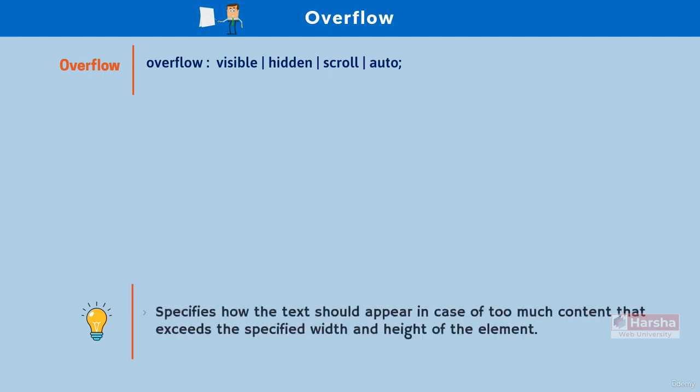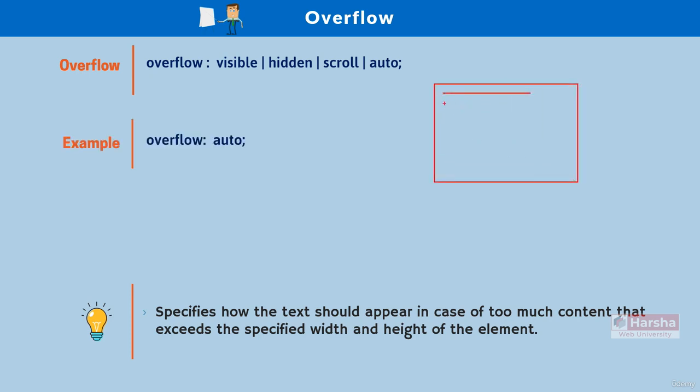So when you talk about visible, when the content exceeds the limit, the extra content also will be visible below the element. For example, this is the element. There is too much content inside it, which exceeds the limit. So the extra content will be below the element, exceeding the limit of width and height. This is what we call visible, because the extra content is visible outside the element.